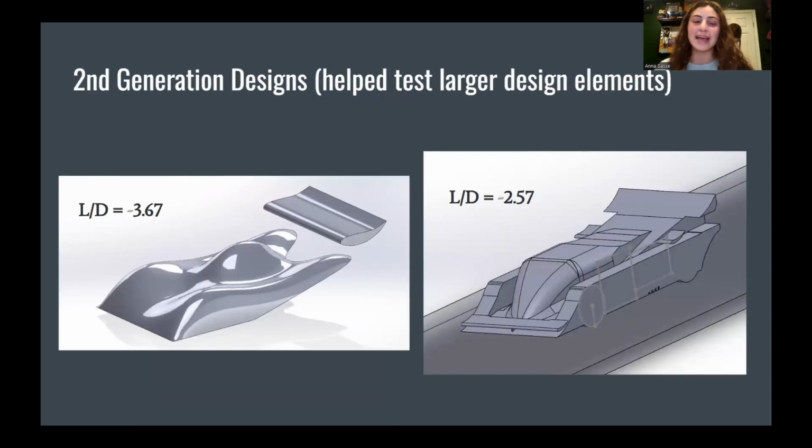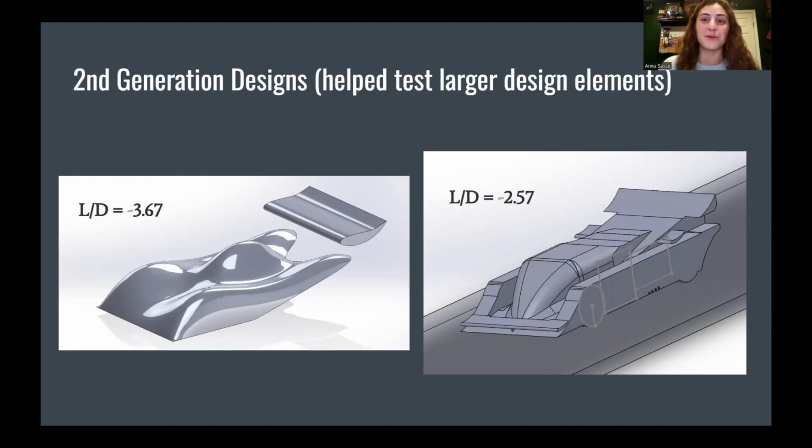So when we went back to the drawing board and designed again, we started working with SolidWorks surfaces. To the left, you can see Matt's second car that he designed with SolidWorks surfaces, which has that very smooth look and got a lift to drag ratio of negative 3.67. But unfortunately, this car does not have wheels, so it is not within the parameters of design.